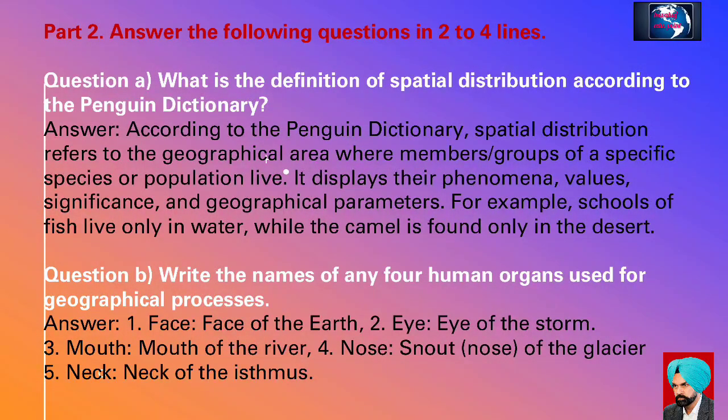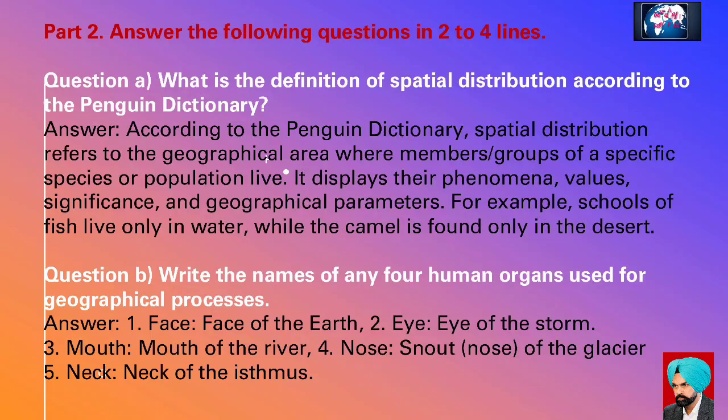Part 2. Answer the following questions in 2 to 4 lines. Question A. What is the definition of spatial distribution according to the Penguin Dictionary? Answer: according to the Penguin Dictionary, spatial distribution refers to the geographical area where members or groups of a specific species or population live. It displays their phenomena, values, significance, and geographical parameters. For example, schools of fish live only in water, while the camel is found only in the desert.